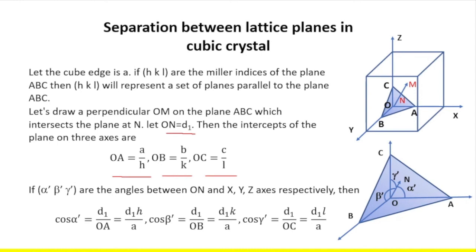Now if this perpendicular makes angles alpha dash, beta dash and gamma dash with the three axes x, y, z, then from the figure here we can get cos alpha dash equal to d1 upon OA, cos beta dash equal to d1 upon OB, and cos gamma dash equal to d1 upon OC. So putting in the values of OA, OB and OC, we can simplify this further.